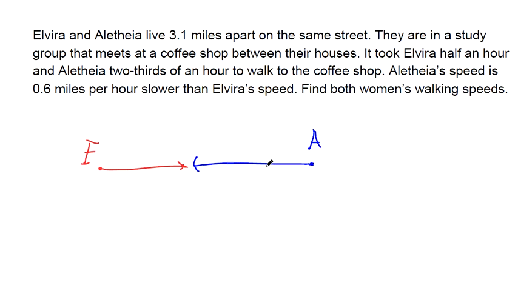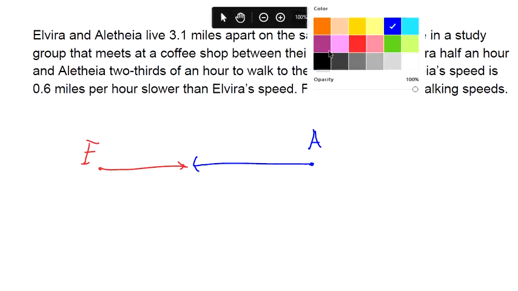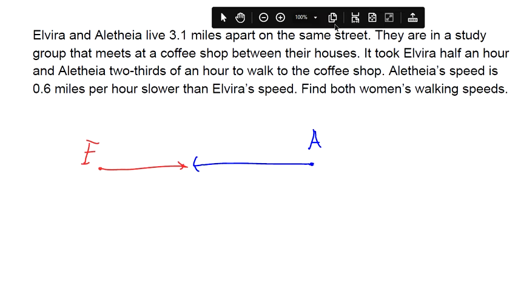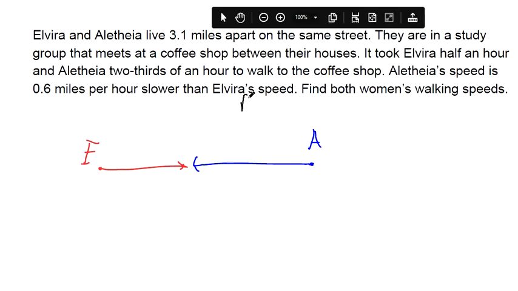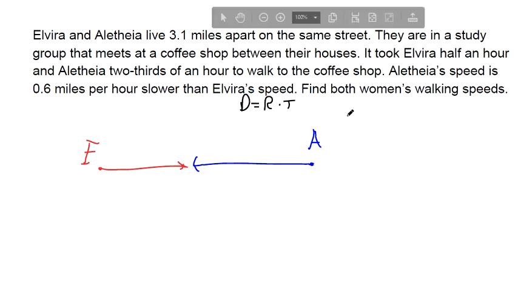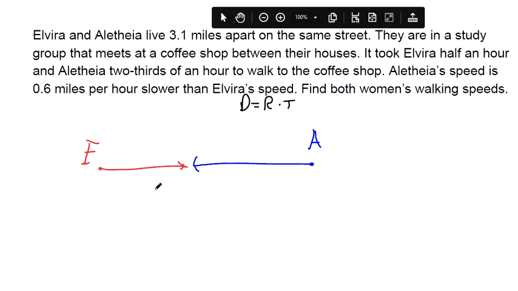It took Elvira half an hour, and Alethea 2/3 of an hour to walk to the coffee shop. And so we want to know something about the speed. Then that means we can use the distance equation to help us find that speed. The distance that you travel is equal to the rate you're traveling at times the time it takes you to make that travel. And so we could add these two distances to each other.